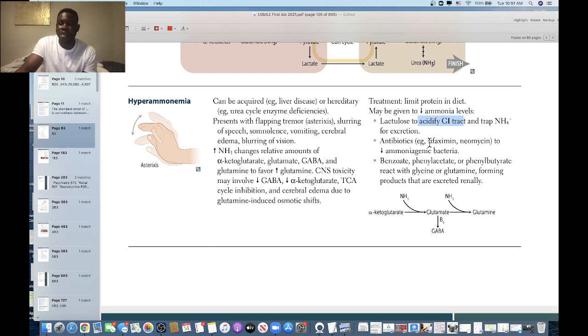Antibiotics, we can give rifaximin, very high yield. Rifaximin is very high yield, so you should know it. And then neomycin. We give these antibiotics so that they destroy the GI bacteria, and then the GI bacteria can't convert the proteins in the GI tract into NH3.